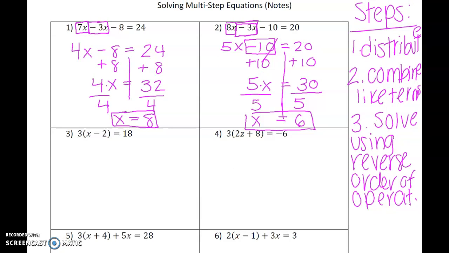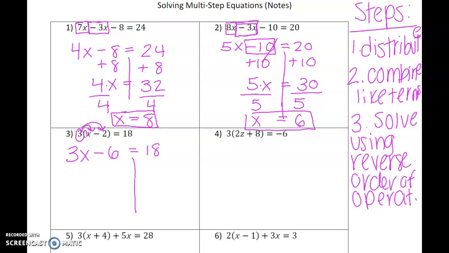Now for number 3, same first step, distribute. Well, this time I will have to distribute because I have this number out in front of a set of parentheses. So I'm going to multiply the number outside, 3, to everything inside the parentheses. And when my variable doesn't have a coefficient, I always like to put the 1, so that way I don't forget. So 3 times 1x, that'd be 3x, and then I'm doing 3 times negative 2. These are different signs, so it's going to be a negative. 3 times 2 is 6, equals 18.